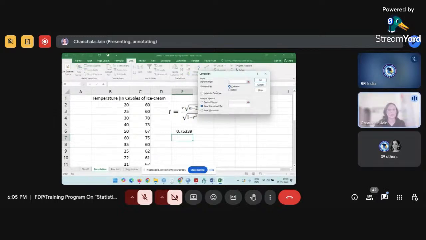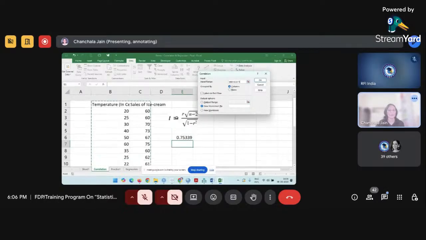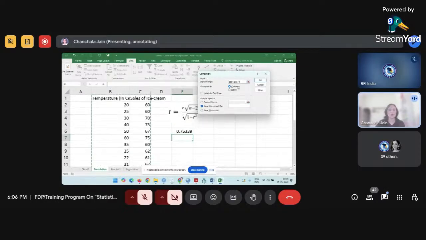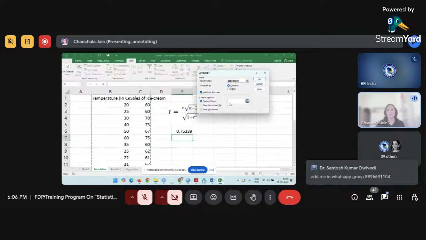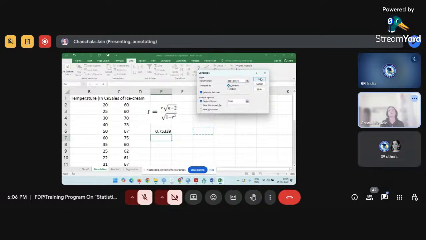This is asking you for the input range. So I am selecting the range, including the labels, the headings of my data. My range is B1 colon C11, right? Now, the data is in columns, so we will go with the default option. Labels are selected, so I checked it. I want to generate the output in the same sheet, so I select a blank cell. I hope it is okay. Now click on OK.